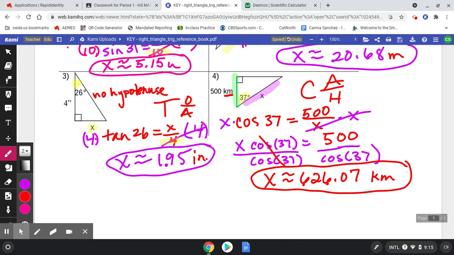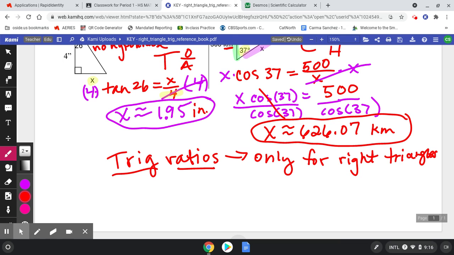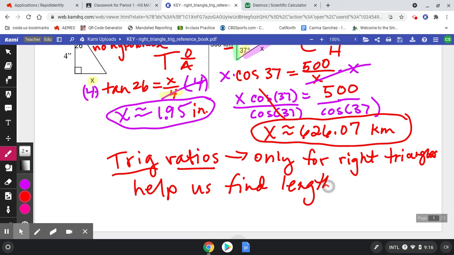Okay, so what did we just learn? We just learned trig ratios. And this only works for right triangles. There has to be a 90 degree angle for this to work, right? And what do these trig ratios find? They help us find the length of a missing side.